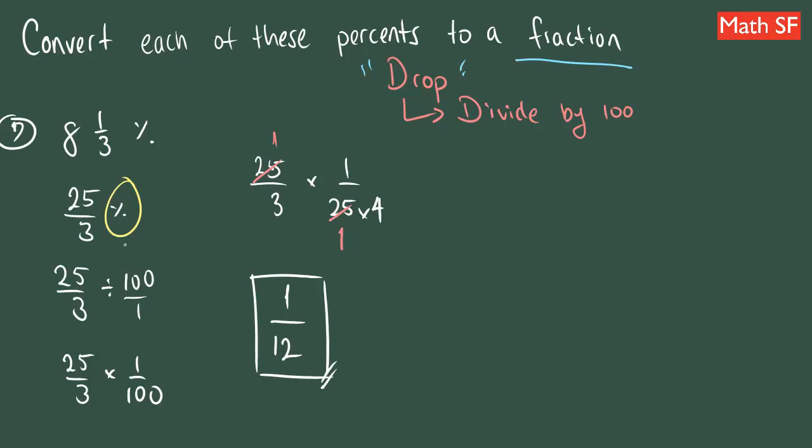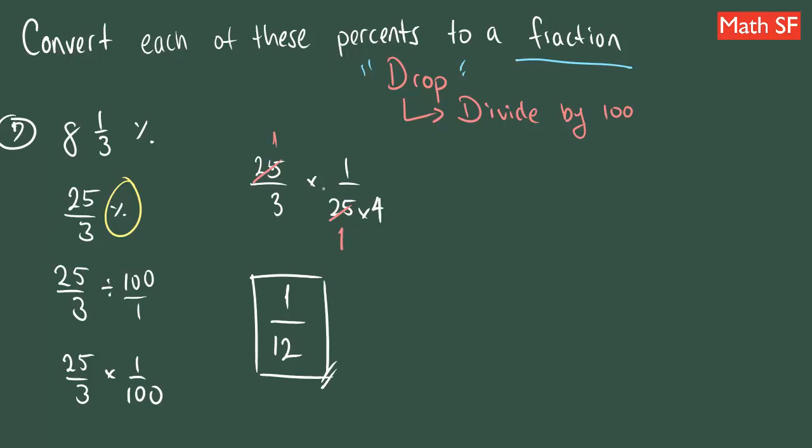So this was a mixed numeral. That mixed numeral was changed into an improper fraction. You had the percent sign and you had to divide by 100 because you had to drop the percent sign. Drop, the D stands for divide, so reduce if possible. In this case we were able to reduce, so 1 times 1 is 1 and 3 times 4 is 12.